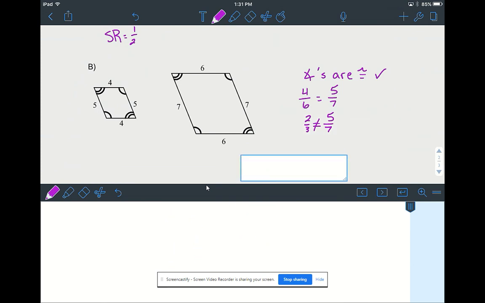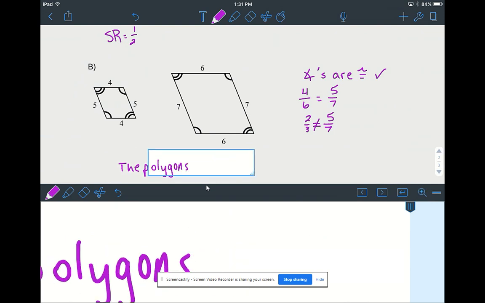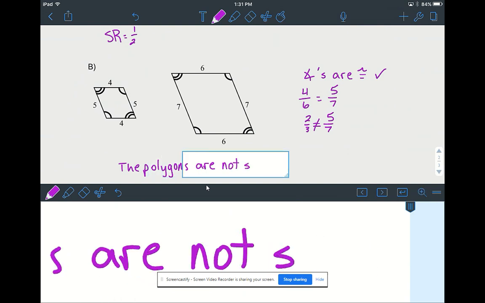So therefore, the polygons are not similar. Period. That's all the work that you need to show, is the fact that those two ratios are not proportional. They are not the same. They're not equivalent. So cross through that equal sign, and that justifies our answer.